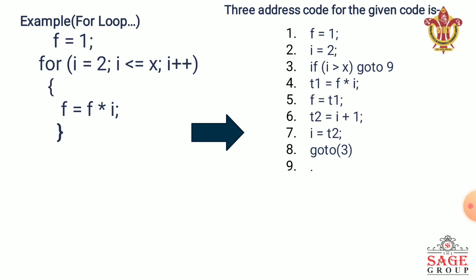So in this lecture we have discussed the various types of conditional statements and control loops, and how to represent these in the form of three address code.